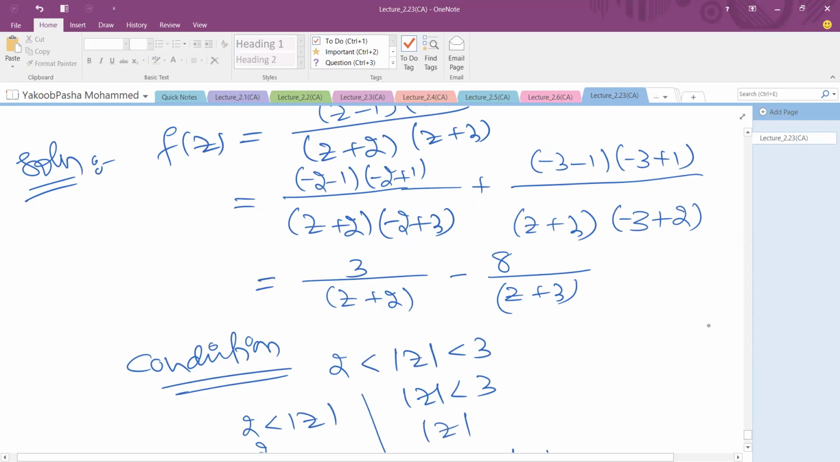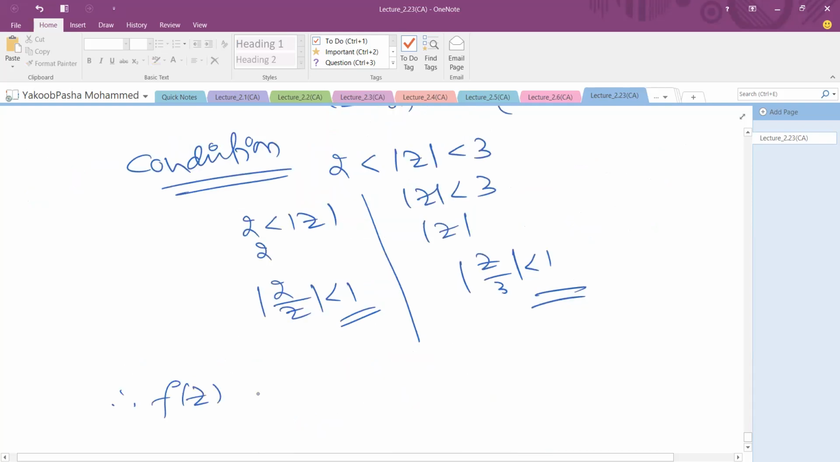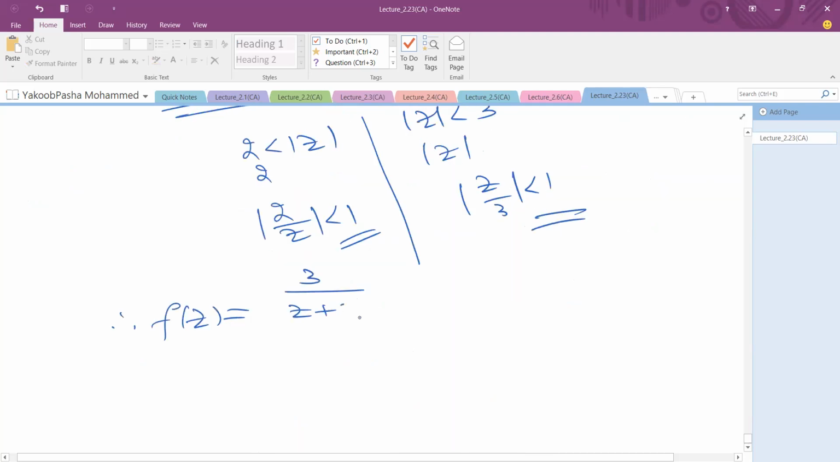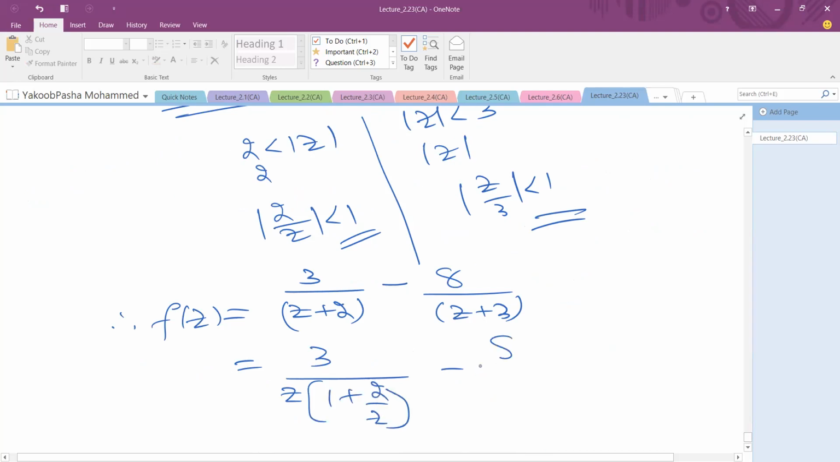So we have to write the function. Therefore f of z, I am writing again the function 3 by z plus 2 minus 8 by z plus 3. Okay. So 3 divided by, I am taking z common here, 1 plus 2 by z. Here 3 common, we can write z by 3 plus 1.